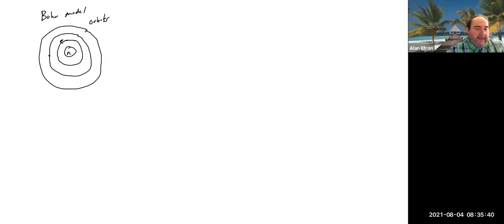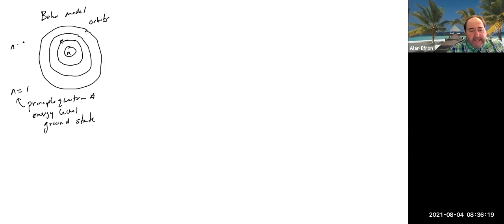Again, not really correct in all aspects. Bohr's model works really well for hydrogen. As you move away from hydrogen, it doesn't hold up very well, but it did build some of the ideas that we still use. Things like n equals 1, where n is the principal quantum number. It's basically the energy level, and that's the ground state, n equals 1. n equals 2 would be an excited state.